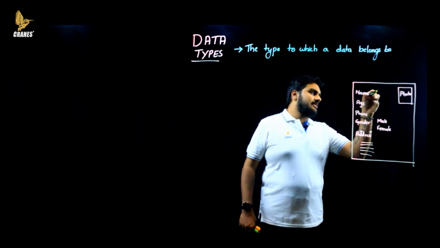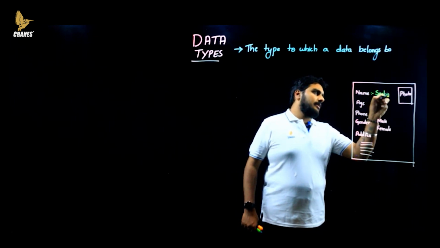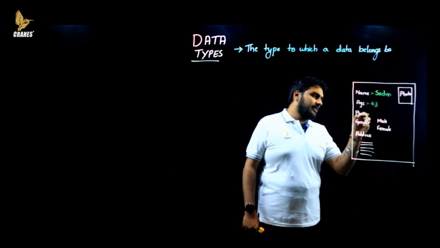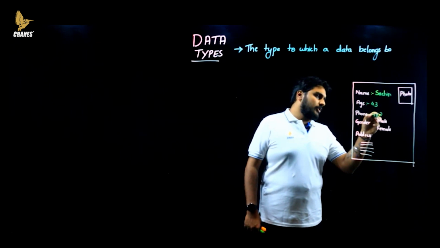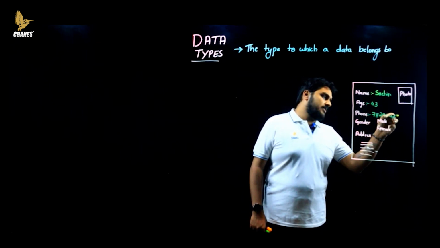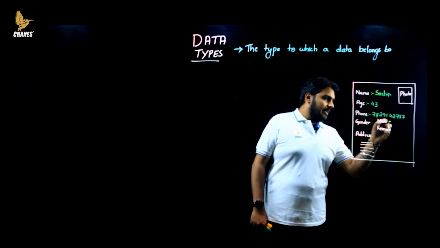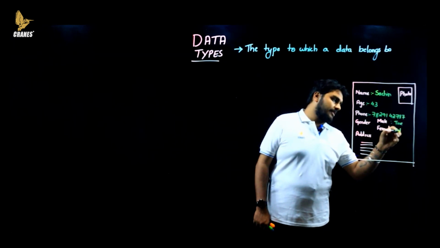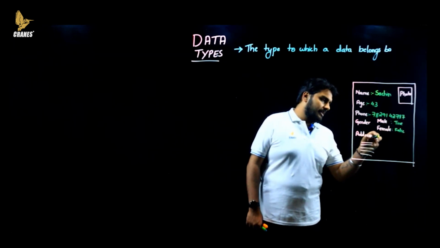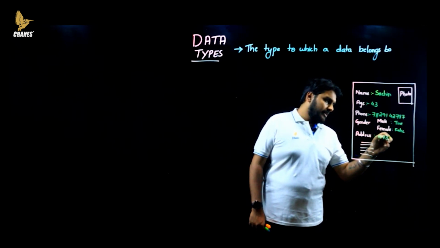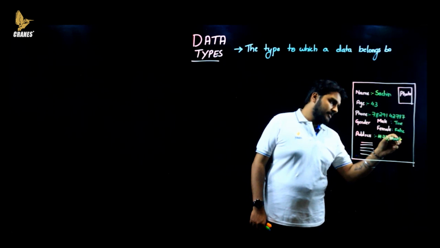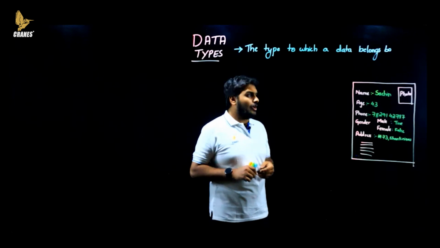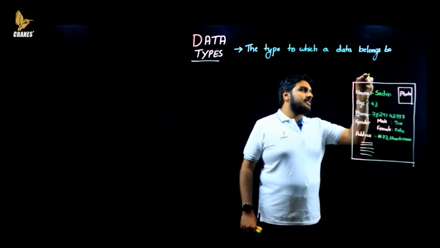So I will tell the name is Sachin. Here Sachin's photo is added. Sachin's age is 43. I will consider it. Phone number is 78291-42787. Gender, male or female, I am telling this is true, this is false. Address: number 73, Shanti Nivas. Like this, some data I have filled. So this is an application form.